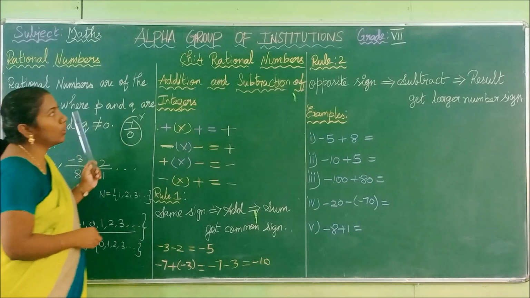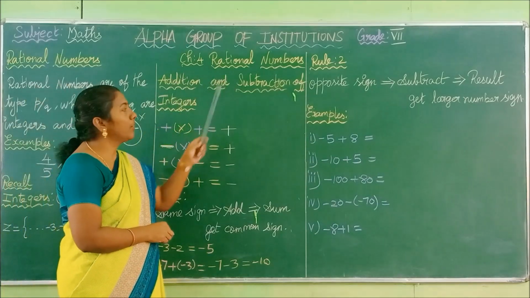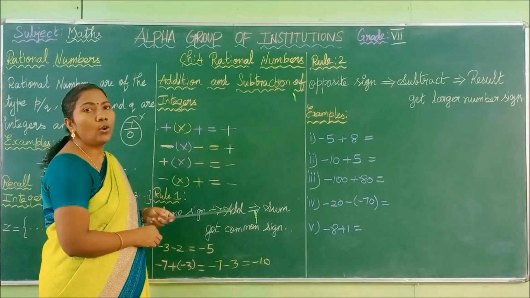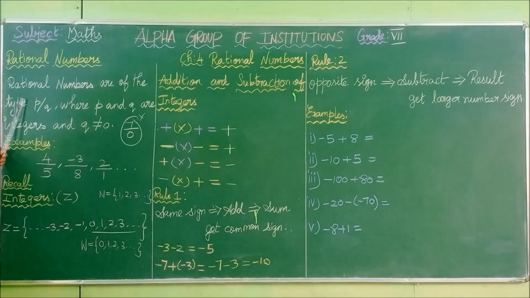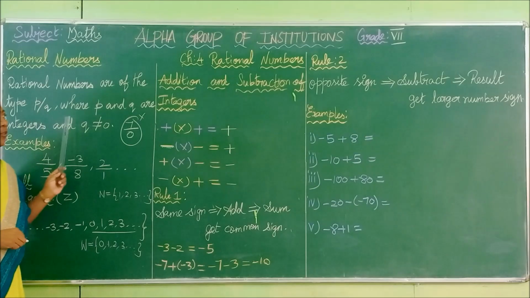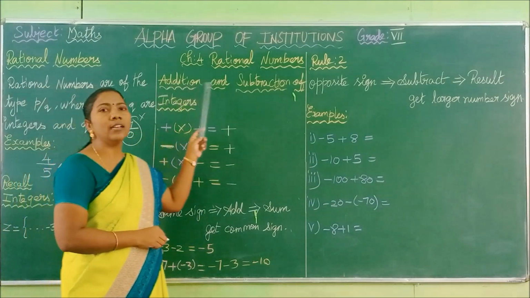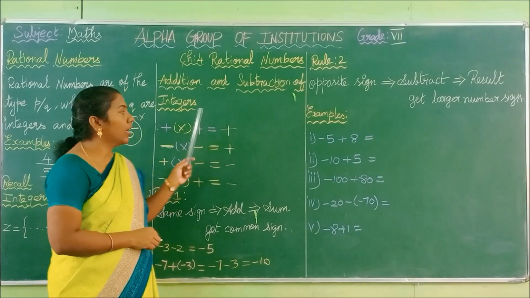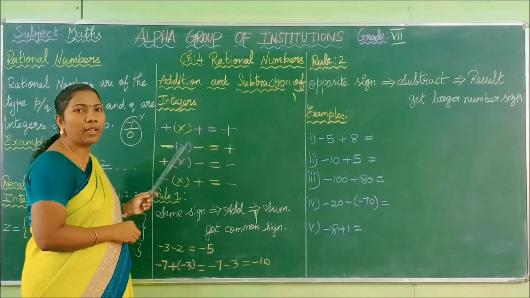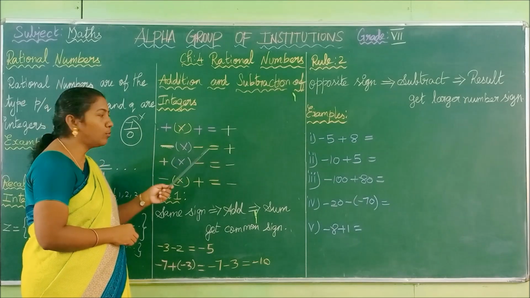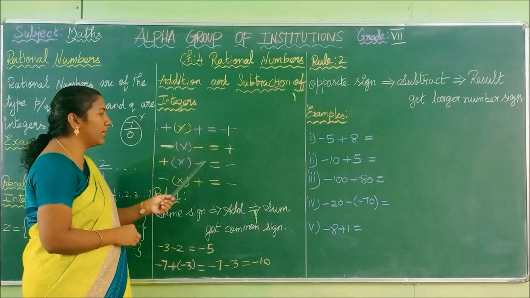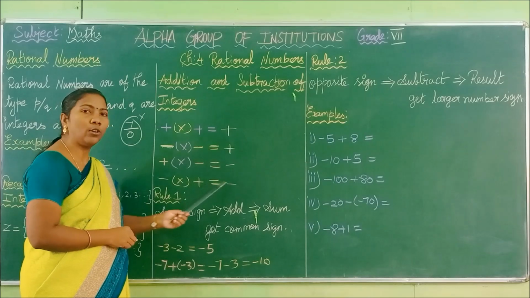Before going to today's concept, we are going to recall some rules in integers. Why are we recalling? Because in rational numbers we are going to see addition and subtraction. For that you have to recall how to add and subtract integers. Already you know how to multiply the symbols. See here: plus into plus equals plus, minus into minus equals plus, plus into minus equals minus, minus into plus equals minus.